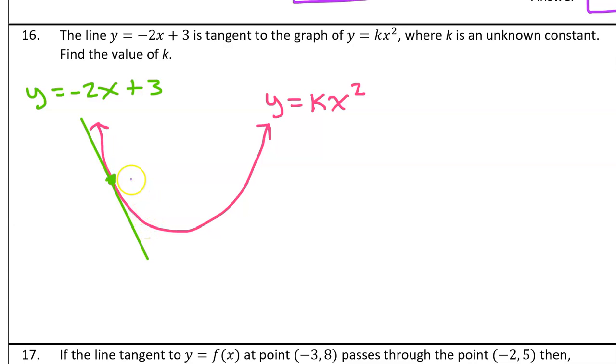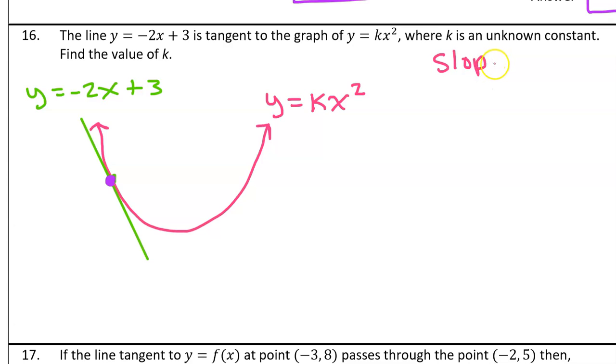I want you to focus on the point of tangency, because this is the intersection between the line and the curve. So two things will happen at this point of tangency. For one thing, both curves will have the same slope. And let's write that down. What is the common slope at the point of tangency? Slope.